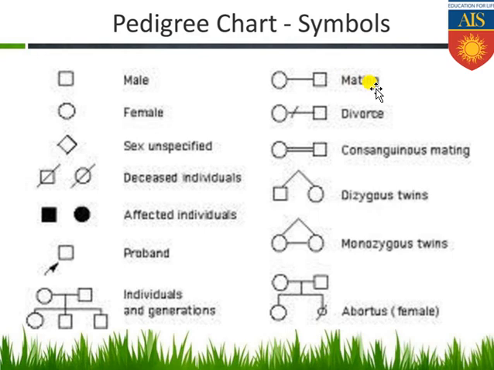Here a single bond is present between the square and the circle. It means that is mating. If the single bond is cut, that means divorce has occurred. If male and female are connected by a double bond, that means they have done a consanguineous marriage, which means marriage between relatives.